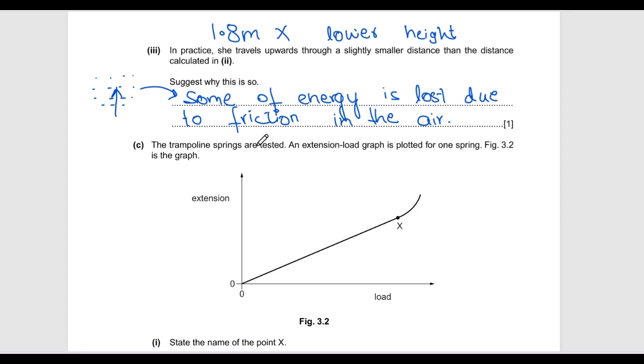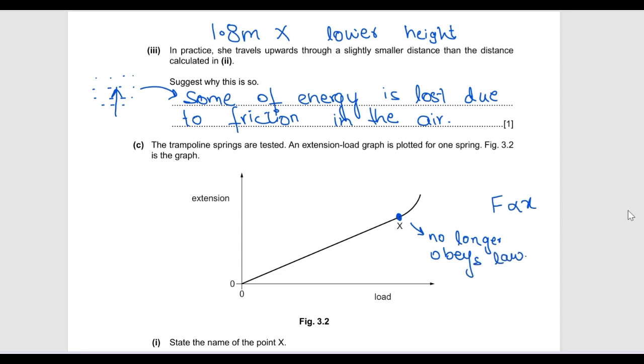Okay. The next question says that there is a trampoline spring that is being tested and the extension-load graph is plotted. So this is the graph of extension and load. We know extension and load are directly proportional. After point X, the linear relation doesn't follow anymore. They no longer obey Hooke's law.